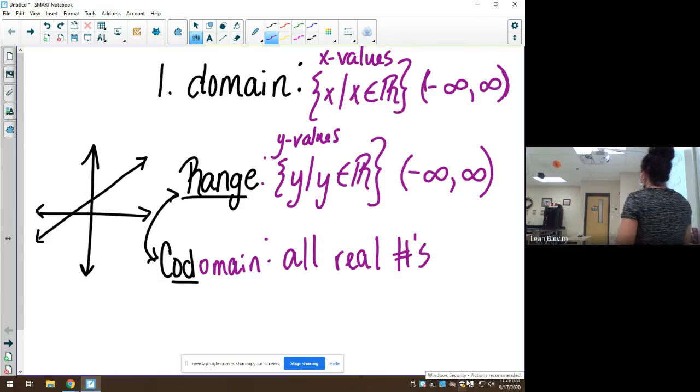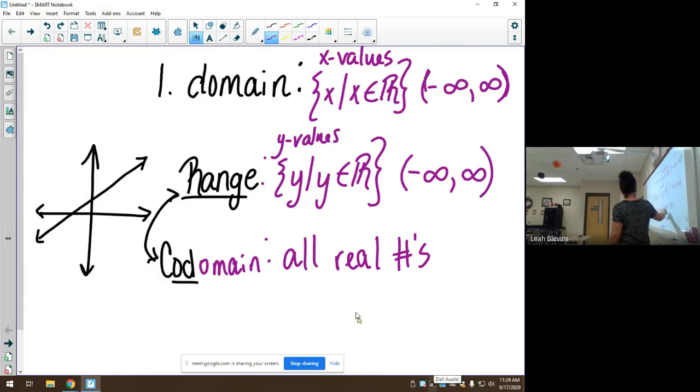So what does it mean to be onto? In order to be onto, my range and my codomain have to be the same. If you look at this problem, my range is all real numbers, my codomain is all real numbers. So is this function onto? Yes, it is. It is onto.